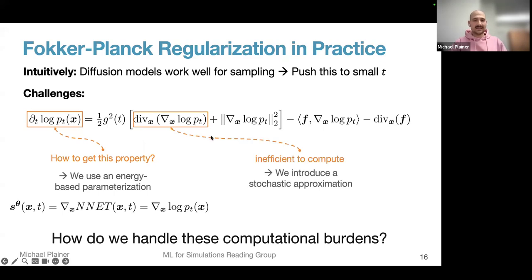And on the right-hand side, we have this nasty term, which is pretty inefficient to compute, the divergence of the gradient of log p_t. Since we use an energy-based parameterization, we need to do a gradient here, and then this divergence term is the trace of the Jacobian, so another gradient, and then for optimization, we need to do another gradient. So that can be pretty inefficient. In the paper, we introduce a stochastic approximation to do this faster. Still, evaluating this whole loss increases the training time by about 7 times. So we need some way to handle these computational burdens and make training actually feasible.